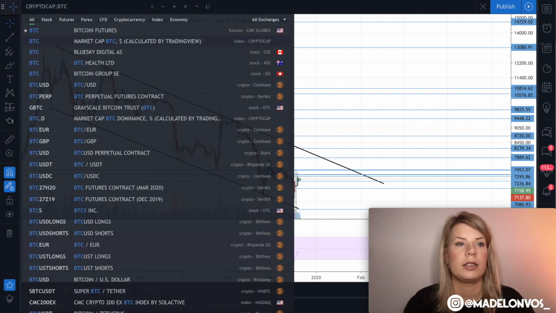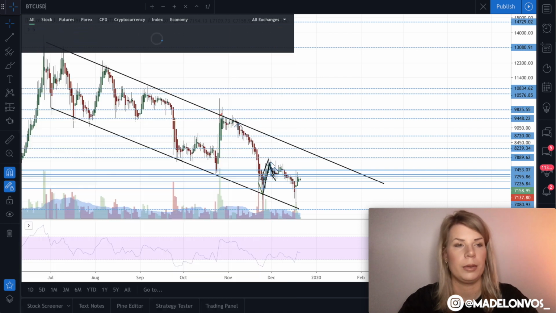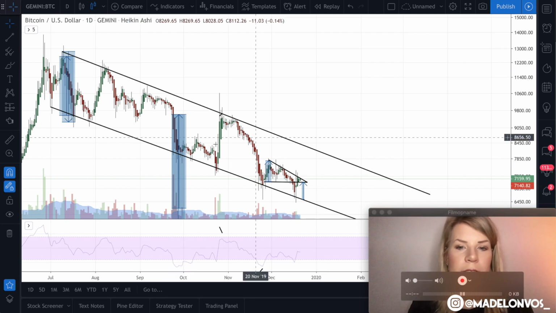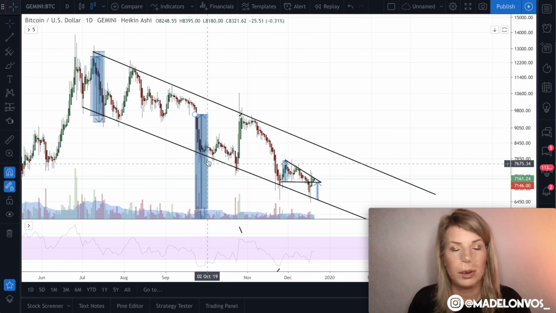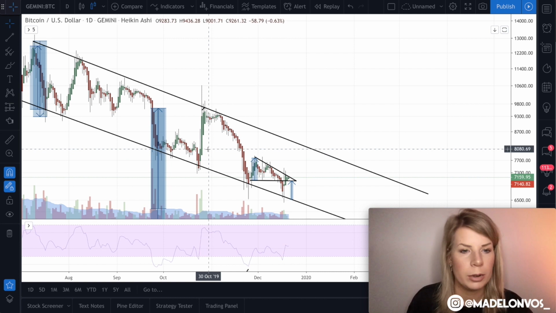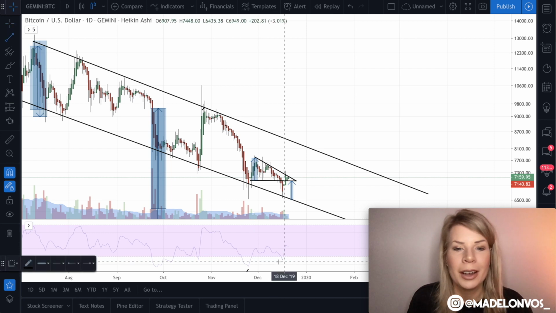BTC. Next time I have to set this up before we're going to create a new video. Let's take a look at the chart again because this is a more clean one, not because I like Gemini more or something like that. I love to use Bitstamp chart, but there's too much going on. I have to clean it up.